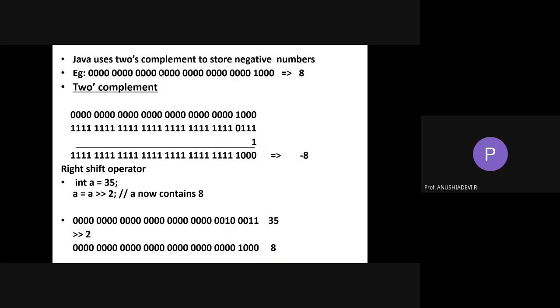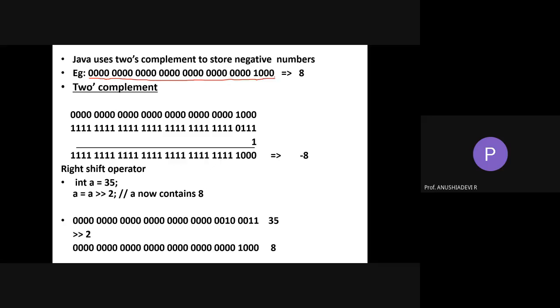How do we represent a negative number in Java? We represent it by using 2's complement. I will explain what 2's complement is. I want to represent the number -8. So what is the size of an integer in Java? 32 bits.